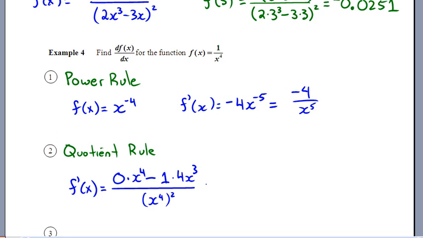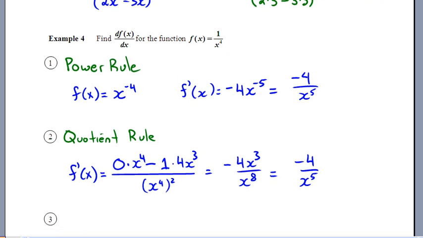Ooh, well, that's a little messy. What do we have here? We got negative 4 x cubed all sitting on top of x to the 8th. Oh, hey, that tidies up too. You guessed it, negative 4 on top of x to the 5th. Same thing, right?